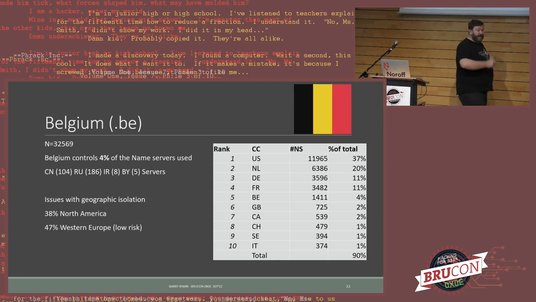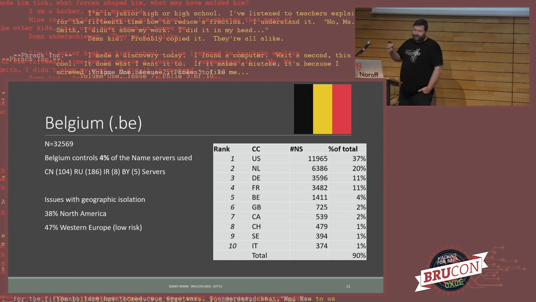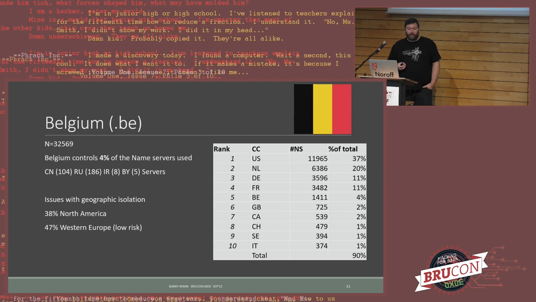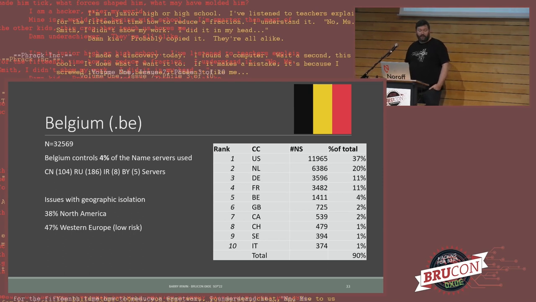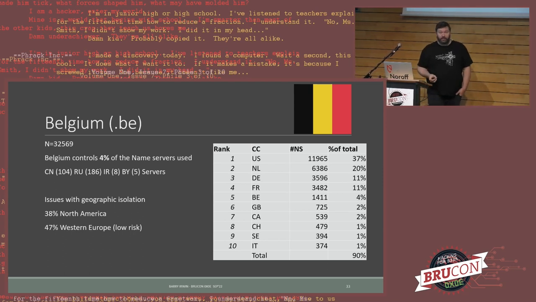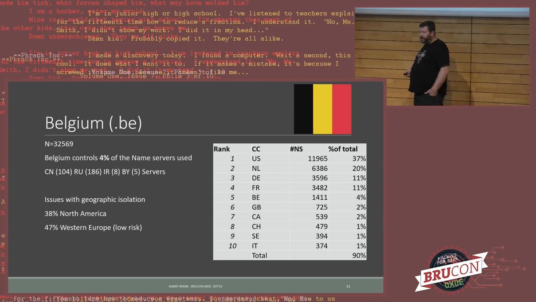Only 4% of name servers are actually located in Belgium. Probably not too much of a problem. 47% of them, again, Western Europe, or if you look at the countries, they're NATO countries. There's unlikely to be too much friction in the immediate future. But when we look, China's got 104, Russia 186, Iran 8, and BY, anybody remember your two-letter domains? Belarus, they've got 5 as well.